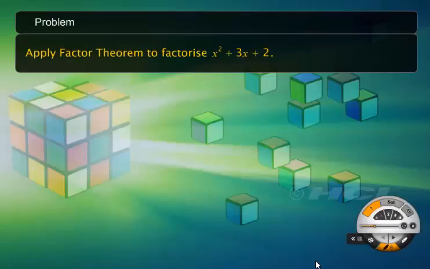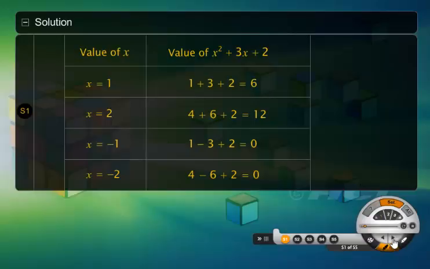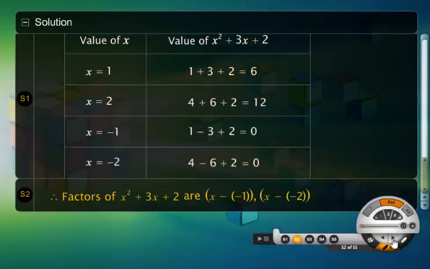Use the factor theorem to factorize x squared plus 3x plus 2 into two linear factors. Observe the constant term 2. Factors of 2 are 1, 2, minus 1 and minus 2 respectively. Let us evaluate the polynomial for these factors. Observe the value of the polynomial x squared plus 3x plus 2 is 0 for x equal to minus 1 and minus 2.